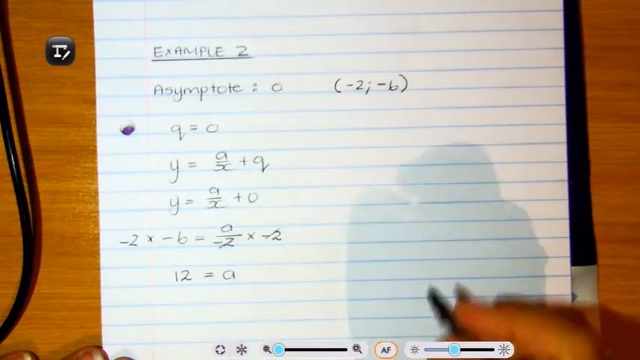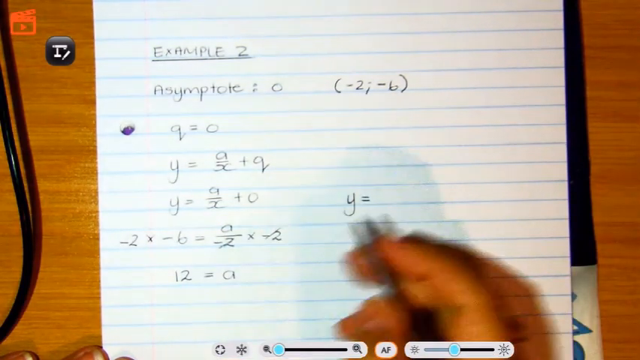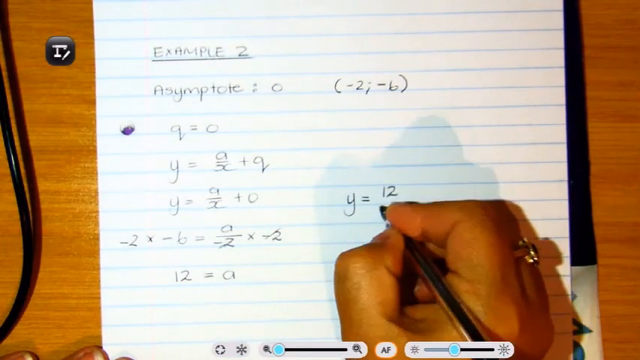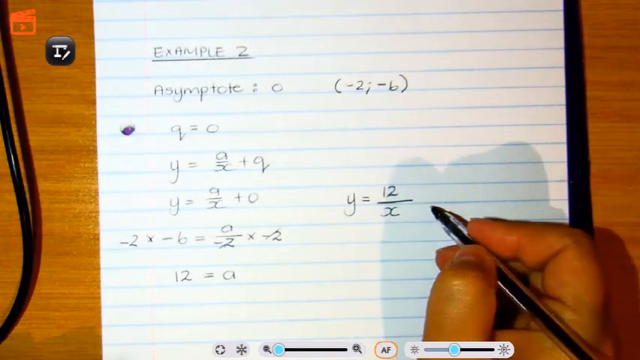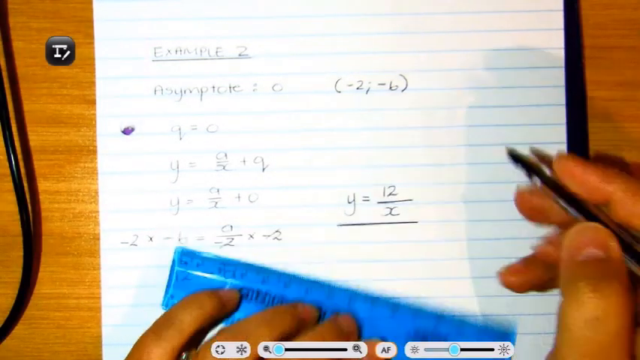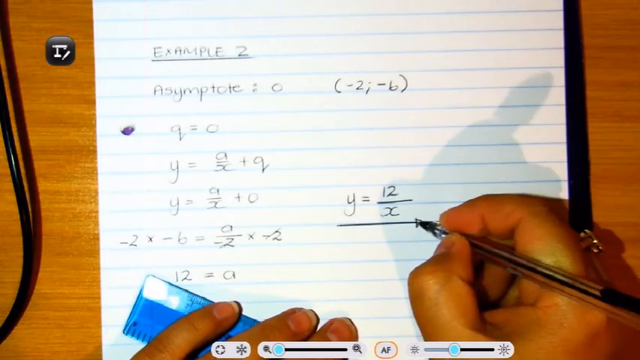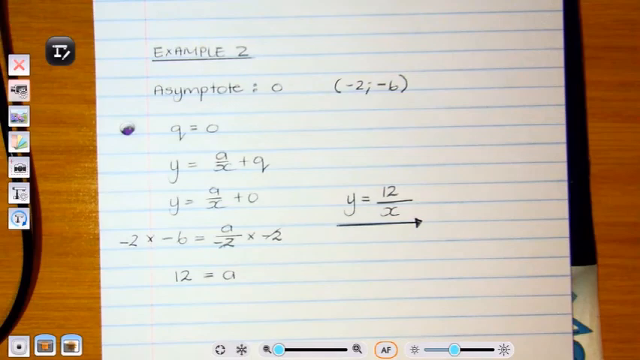And then I go back to my standard form. Y is equal to, instead of a, I'm going to put a 12 over x, and then it would be plus q, but it's going to be plus 0, so I don't need to include the 0. And there I have found the equation of my hyperbola. It's actually quite nice and easy, and I don't think there should be any problems.